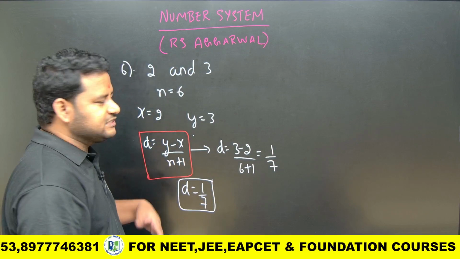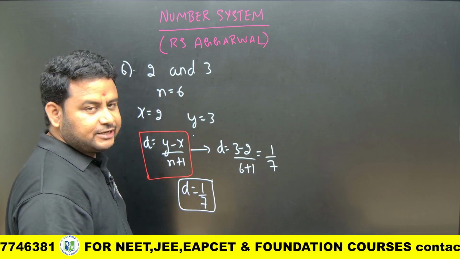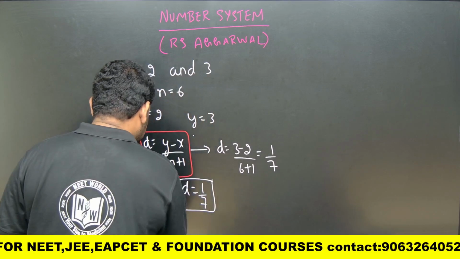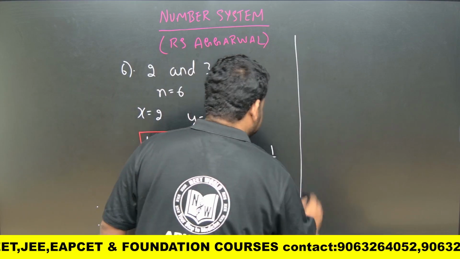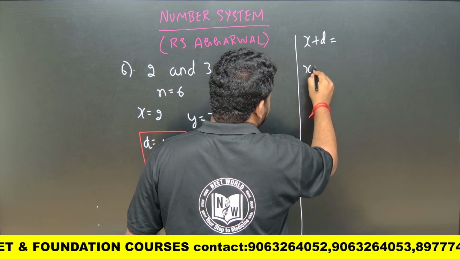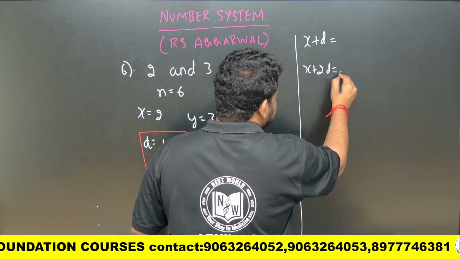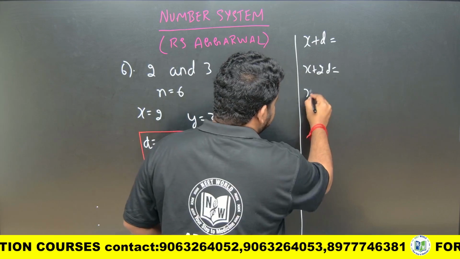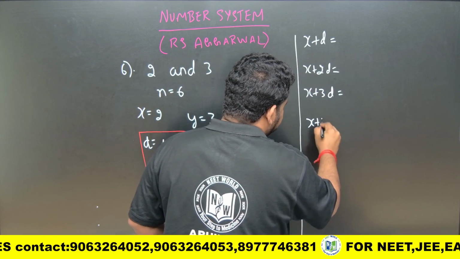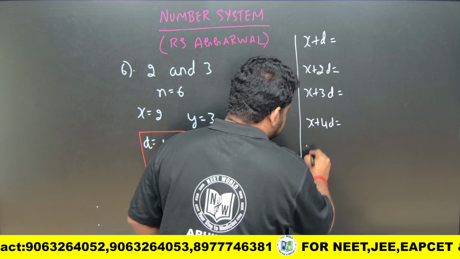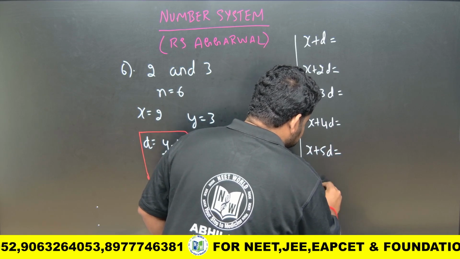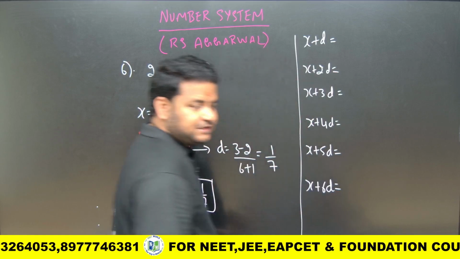Now, I have to find 6 rational numbers between 2 and 3. So, between 2 and 3, how to find the rational numbers? What is the method we can use? See here, I have to first find 6 rational numbers: x plus d, next x plus 2d, next x plus 3d, then x plus 4d, next x plus 5d, then x plus 6d. These are the 6 rational numbers we have to find, that lie between 2 and 3.